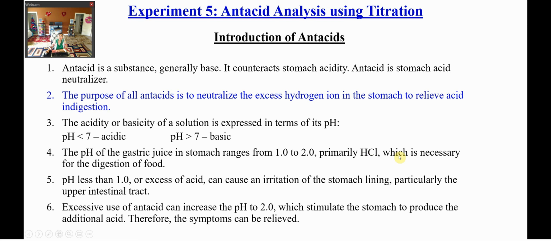This hydrochloric acid in our stomach is very important because it is useful for the digestion of food. If your pH value is smaller than 1, meaning you have more acid in your stomach, this can cause issues and irritate the stomach linings, particularly the upper intestinal tract. Excess use of antacid can increase the pH above 2.0. Therefore, you are going to stimulate your stomach to produce additional acid. So what you are going to see is that the symptom will be relieved.